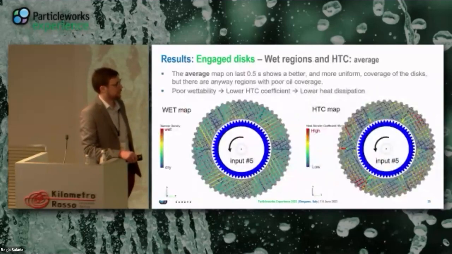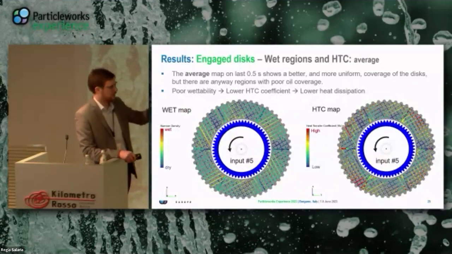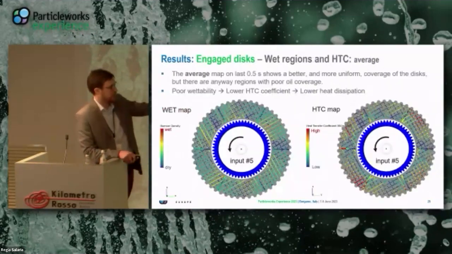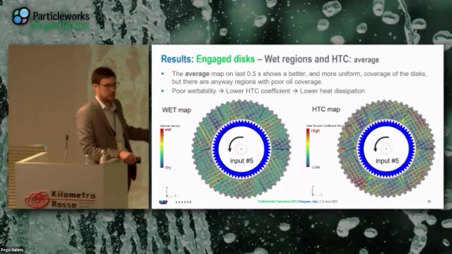So again, from wetted maps on the left, we extracted the average HTC distribution, okay? And you see that on average, it's a little bit different. I mean, there is more coverage because now, this is the average, also the wetting, but there are still parts of the disk that are not well wetted and with a low value of HTC. So again, low value of HTC means low cooling. So again, we can expect a non-uniform cooling on the disk.